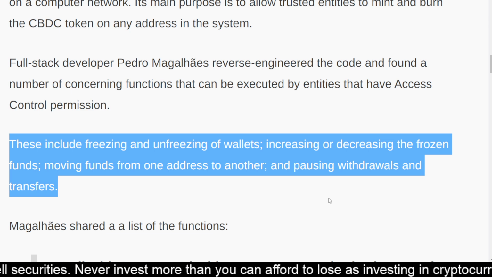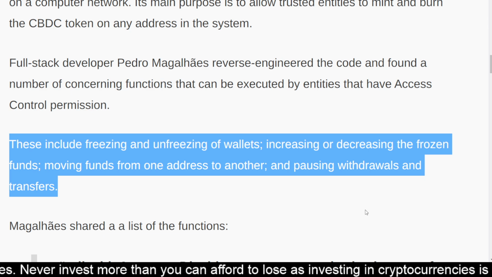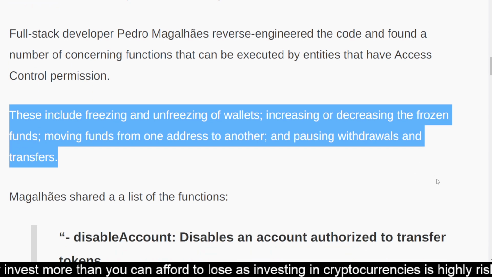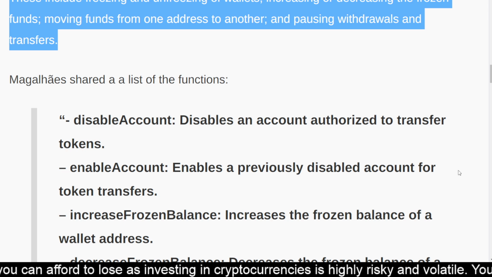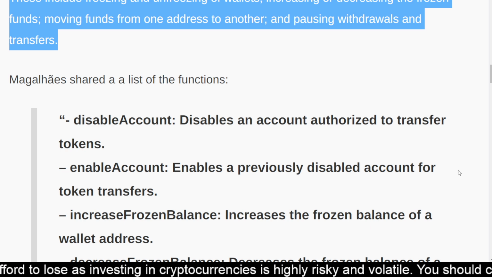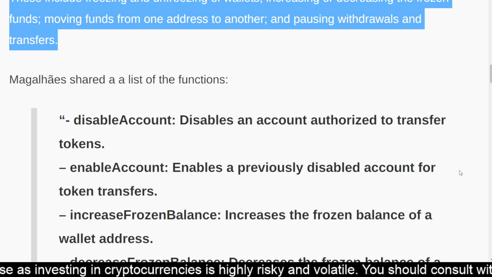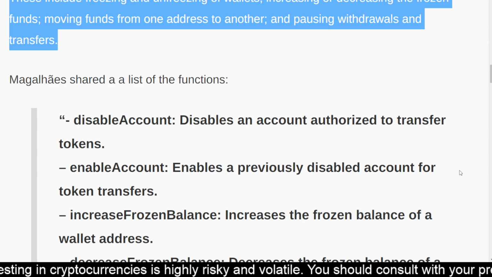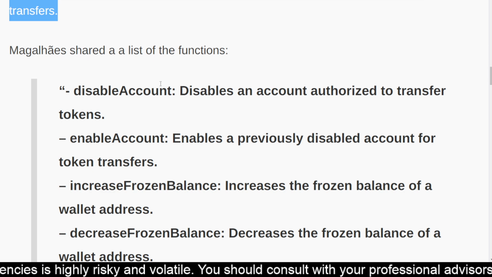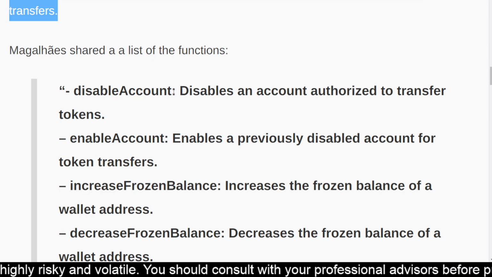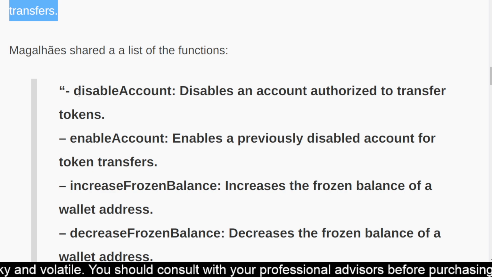So I'm not sure if it's as alarming as it sounds at first glance, because right now all of our money is pretty much digital. It's all stored on ledgers that can be changed by anybody with access to our accounts. But this is a breakdown of some of the functionality associated with these CBDCs.